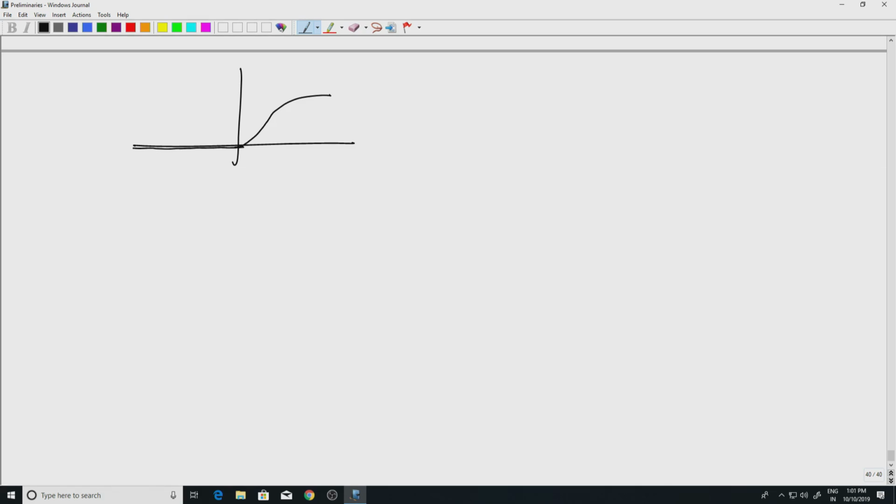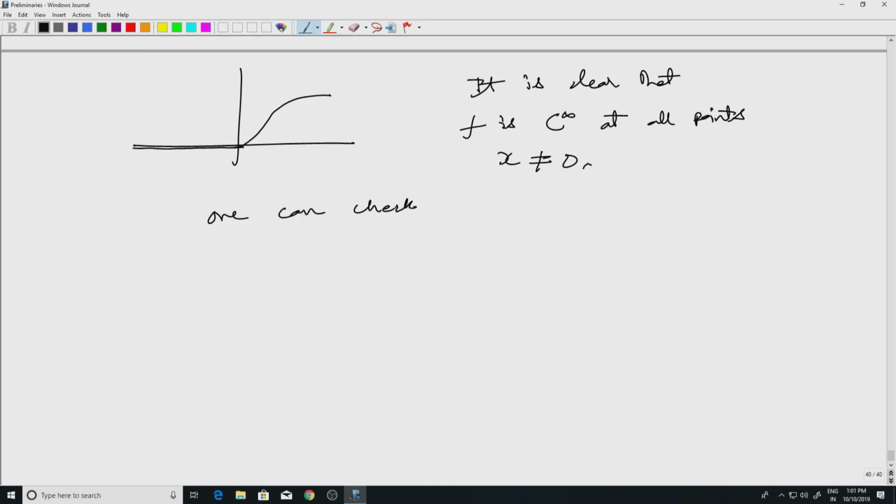Now it's obvious that this f is C infinity at all points x not equal to 0. It is a small exercise to check that even at x equals 0, all derivatives of f exist. So one can check all derivatives of f exist even at x equals 0.